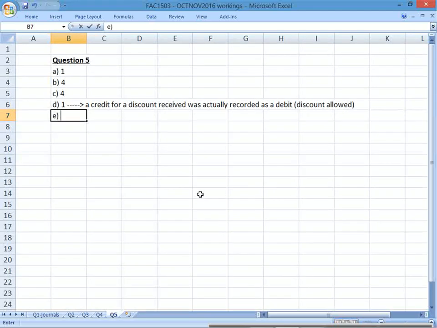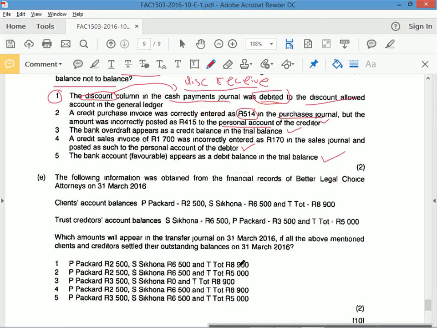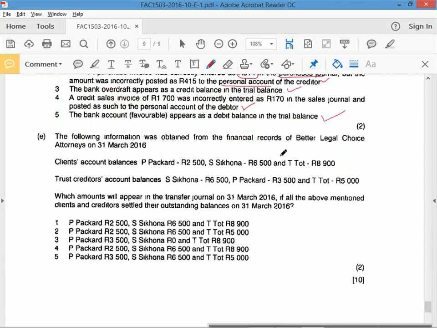Last question. E. The following information was obtained from the financial records of Better Legal Choice Attorneys. Okay, you've got the same scenarios as before: client balances, trust bank balances, trust creditors balances. Which amounts will appear in the transfer journal on 31st March 2016 if all of the above mentioned clients and creditors settled their outstanding balances on 30th of March? Okay, so they settled their outstanding balance.